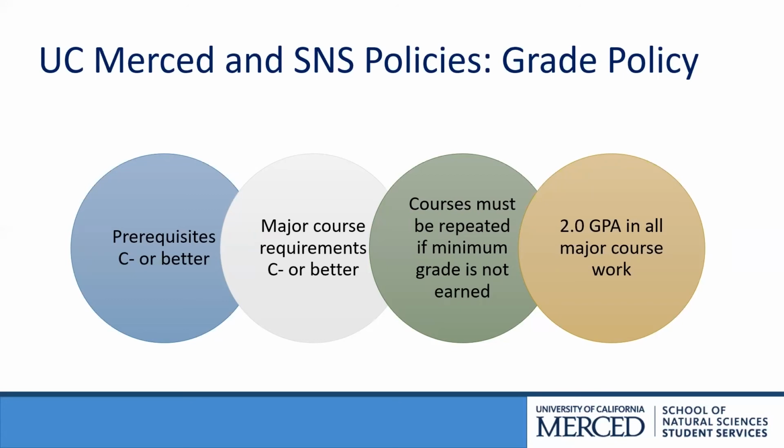The next major course requirements have to be C- or better. Same thing, all your classes have to be fulfilled with a C- or better within the major, also with the prerequisites. But if you take some general ed stuff, sometimes you can get away with a D, but we really highly recommend C's or better. Courses must be repeated if the minimum grade is not earned, and you must get a 2.0 in all major coursework. That is the goal there for everybody.